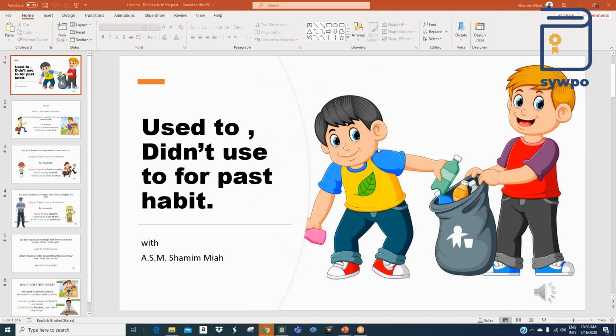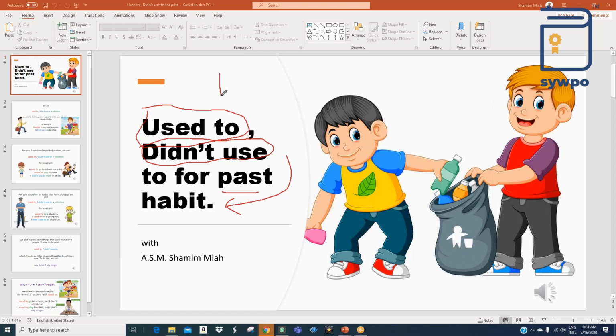Used to or didn't used to for past habit. So we use the phrase used to, and we use didn't used to, to talk about past habit. Past, as you already know from the past tense when I was explaining to you, is a time which is gone. We are talking about an action which is finished, complete in past tense.